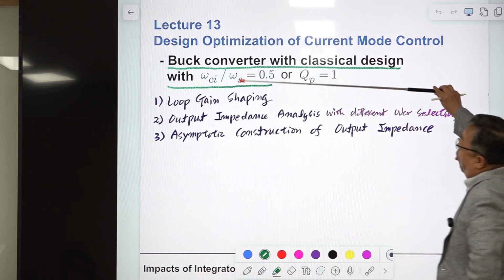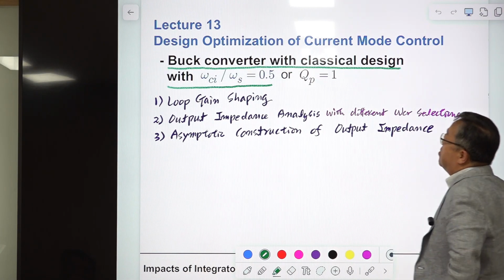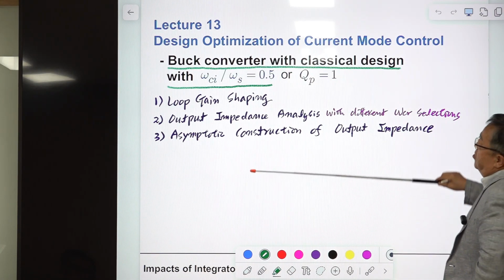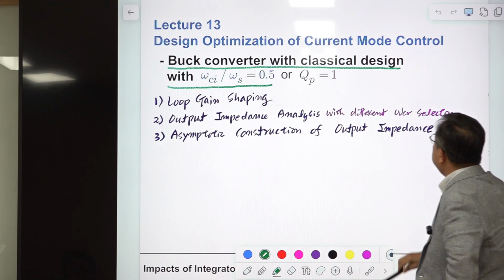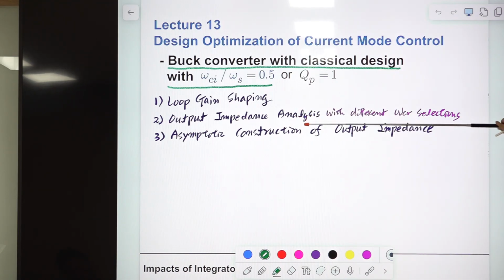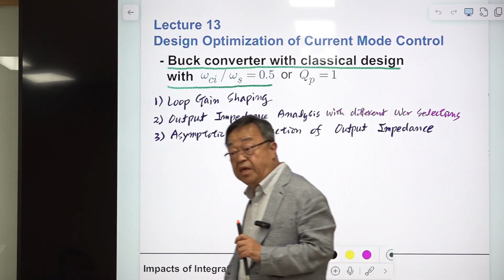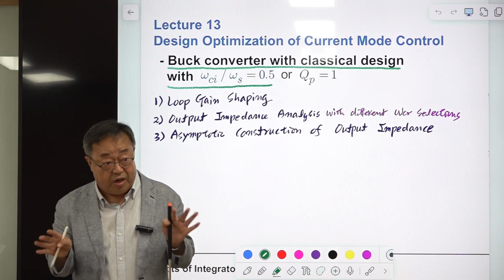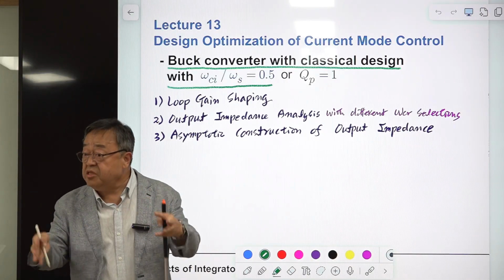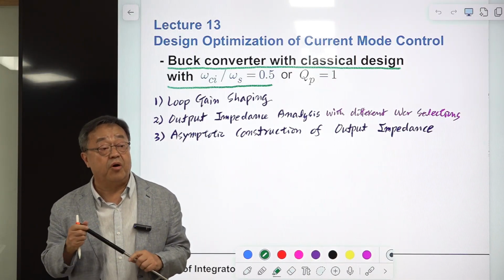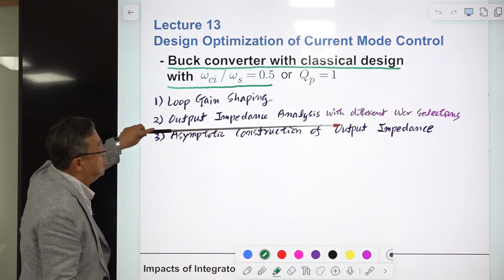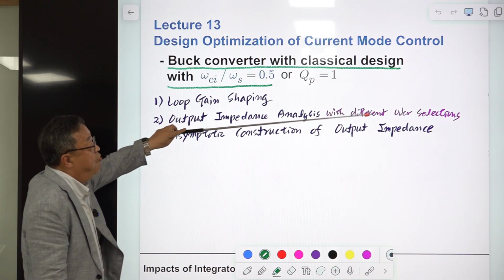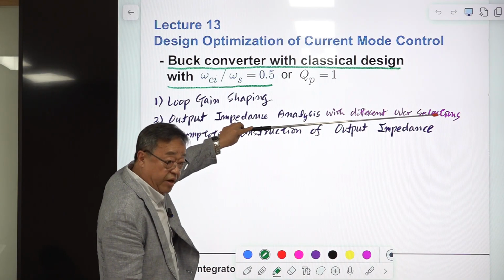I use the term design optimization. We'll discuss loop gain shaping and output impedance analysis with different omega CR selections. Omega CR is the crossover frequency of the loop gain, which is a very important parameter. It determines the dynamics of the converter very strongly. So I'd like to show the performance of the converter when omega CR is varied.